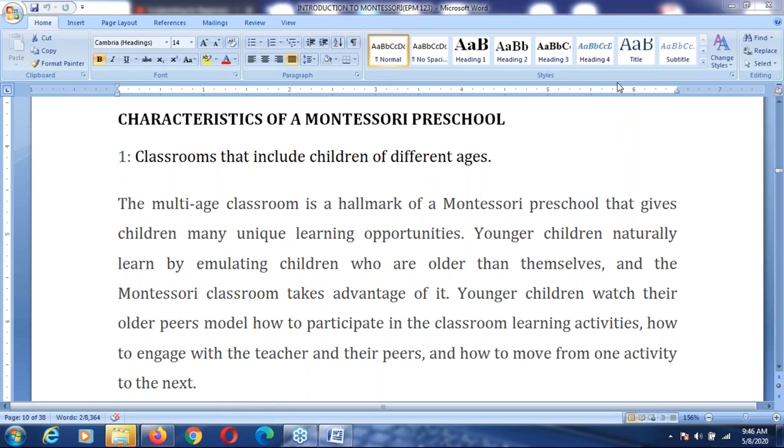During the work cycle in the Montessori classroom, children independently choose one of these learning activities to pursue during the classroom. Then the children are given an uninterrupted work period to complete their work and return the material back to the shelves.